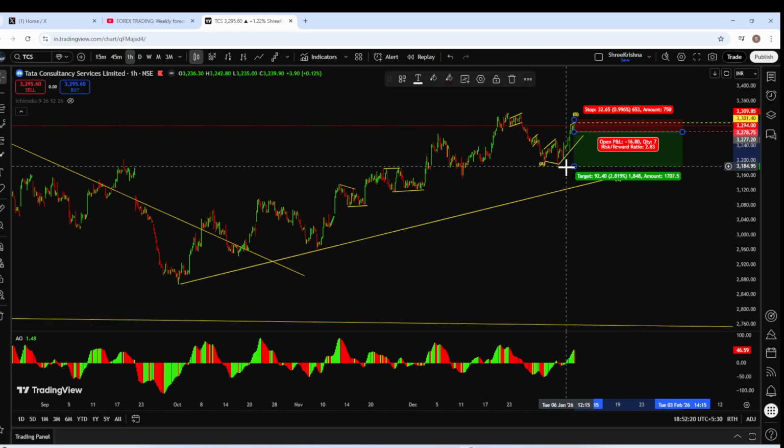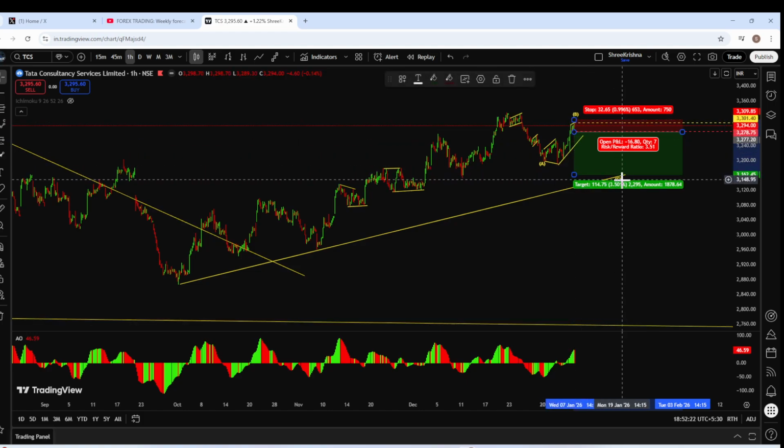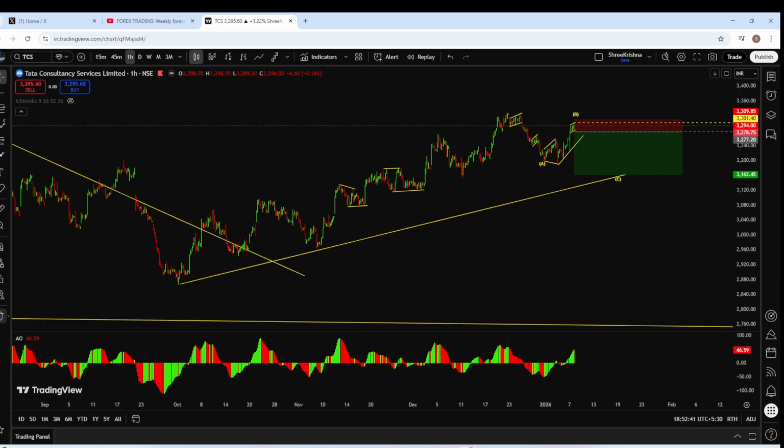Here will be your stop, and your take profit is somewhere here, that is 3162, and it is 1:3.5. Now, to understand this, you must go from the top down level, from basic.